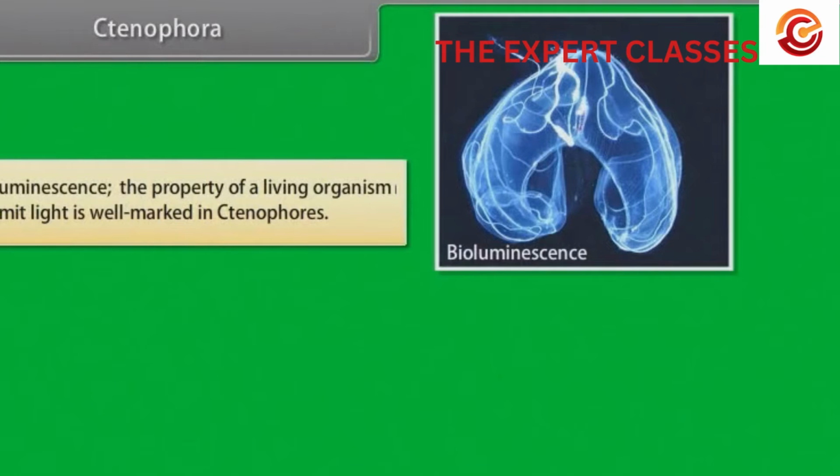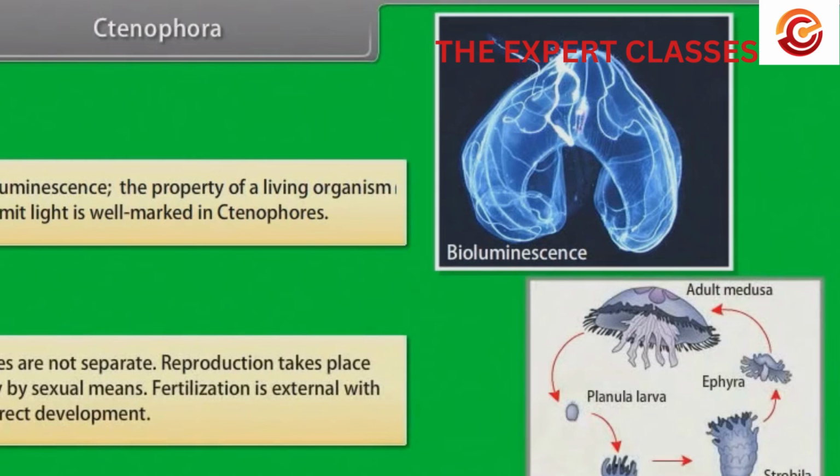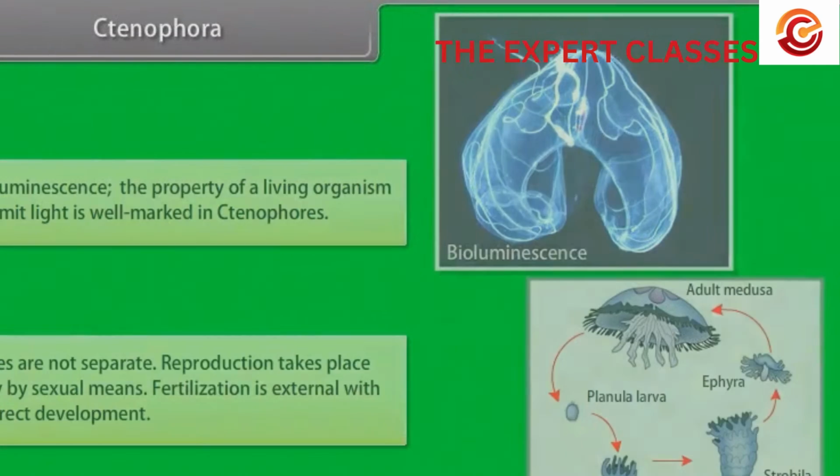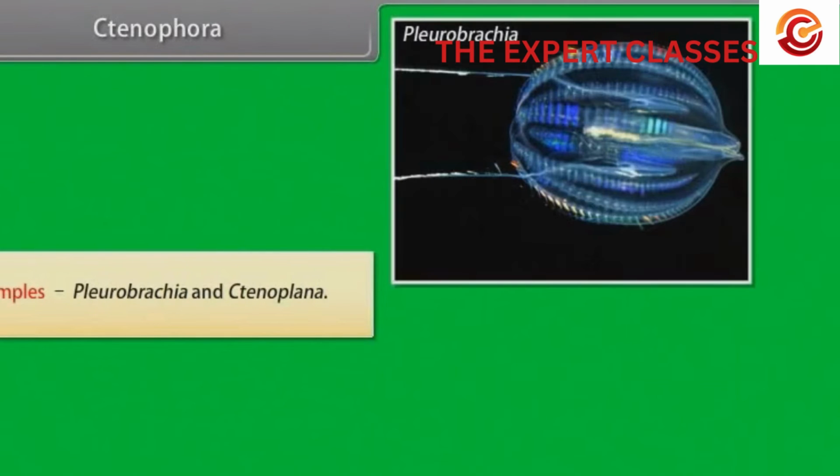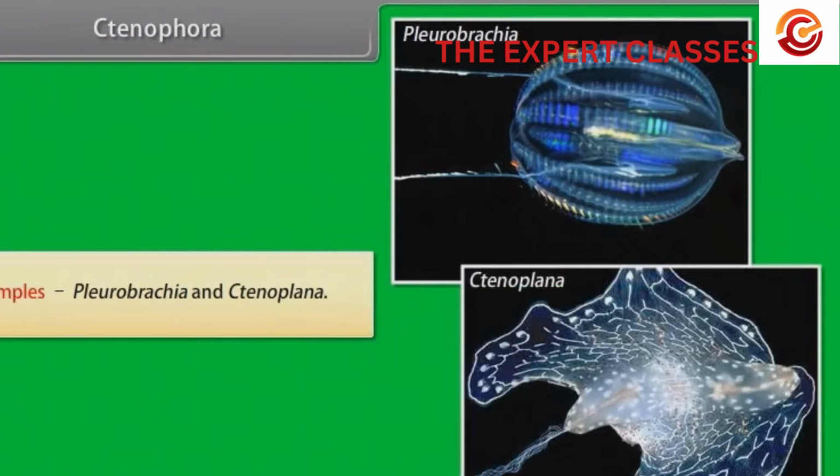Bioluminescence, the property of a living organism to emit light, is well marked in ctenophores. Sexes are not separate. Reproduction takes place only by sexual means. Fertilization is external with indirect development. Example: Pleurobrachia and Ctenoplana.